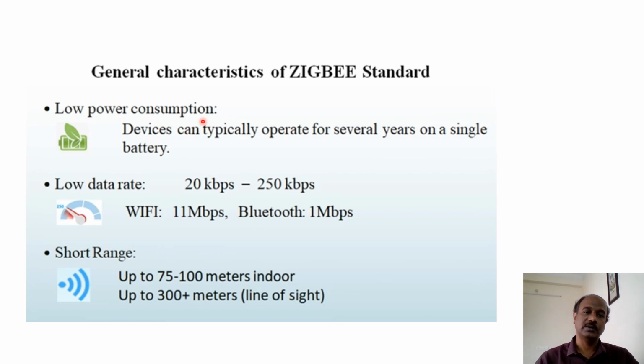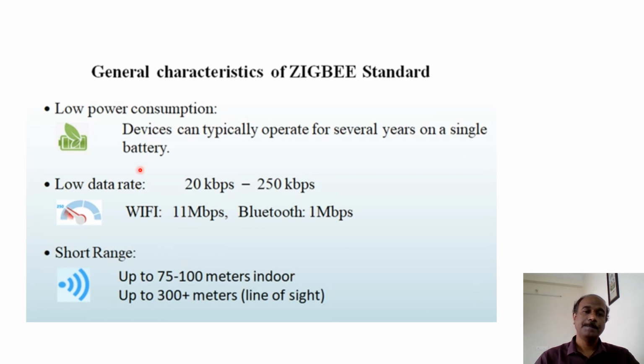This is one of the advantages of using ZigBee devices or a ZigBee network, because ZigBee devices consume very low power. The next characteristic is the ZigBee data transmission rate. As I told you, it varies from 20 kbps up to a maximum of 250 kbps. But as we have seen, in Wi-Fi the data rate is up to 11 Mbps, or it can vary up to 1000 Mbps, whereas in Bluetooth the data rate is up to 1 Mbps. So compared to these two, Wi-Fi and Bluetooth, the data transfer rate in ZigBee is very low, 20 kbps to 250 kbps.